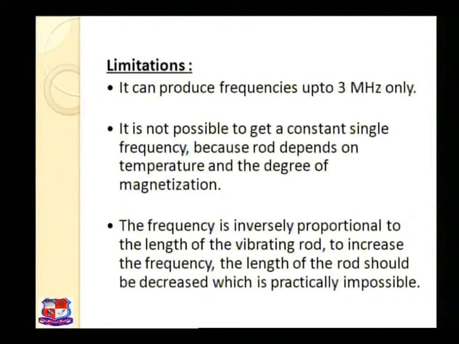Let us move towards the next point. These are the limitations. It can produce frequency up to 3 MHz only. That means this is the first limitation of the magnetostriction method. Second, it is not possible to get a constant single frequency because the rod depends on temperature and the degree of magnetization. That means the ferromagnetic rod is temperature dependent, and the vibration and frequency of the rod depend on temperature.